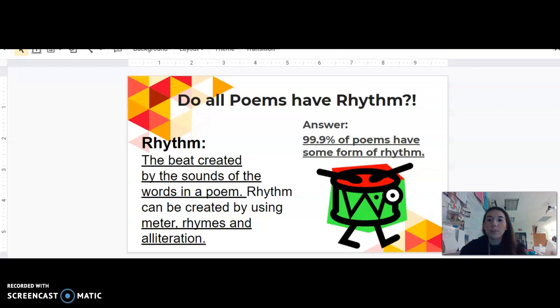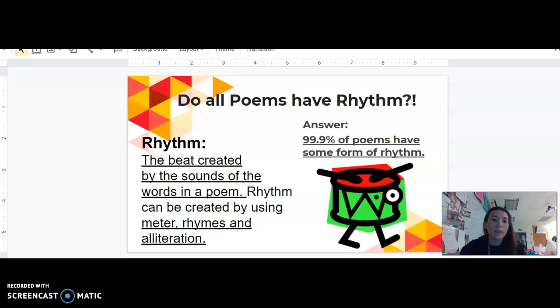So let's talk a little bit about rhythm. Rhythm is best created by the sounds of the words in a poem. So rhythm can be created by using meter, rhymes, and alliteration. We learned about alliteration earlier when we did figurative language. So 99.9% of poems have some form of rhythm. Now that can change depending upon the poetry type, and we will get into that later. So at this point in time, please remember to fill in your notes.